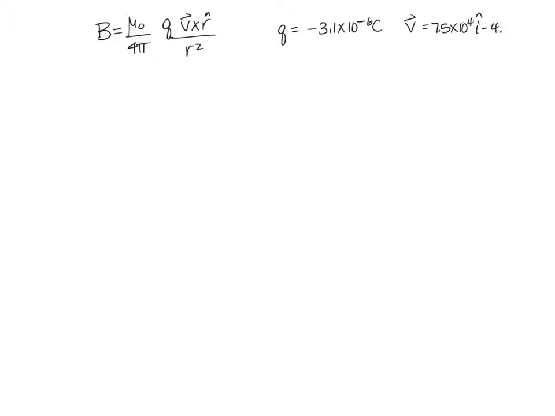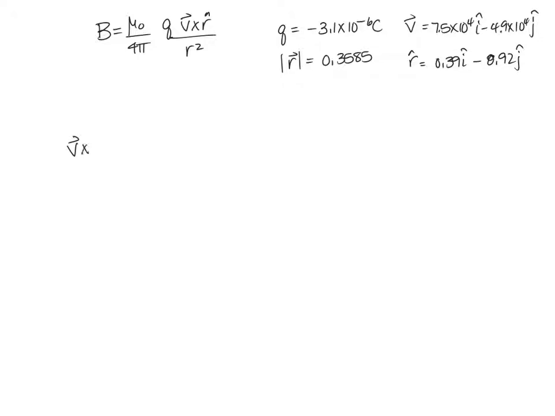I'm going to go to the next page, and I'm just going to write a couple things down to remind us what we're working with. Q is minus 3.1 times 10 to the minus 6 coulombs. V is equal to 7.5 times 10 to the 4th i, minus 4.9 times 10 to the 4th in the j direction. The r magnitude was 0.3585, and the r hat I found was 0.39 i and minus 0.92 in the j direction.